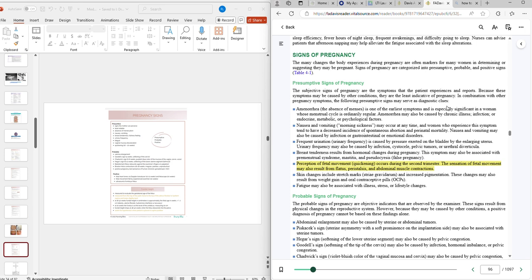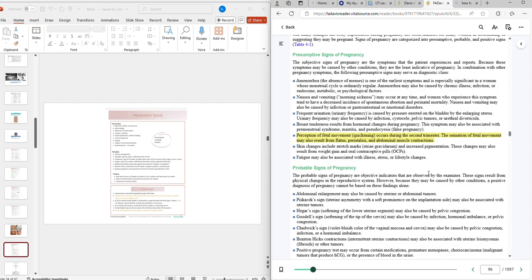Wink and lollipop. Perception of fetal movement, quickening, occurs during the second trimester. The sensation of fetal movement may also result from flatus, peristalsis, and abdominal muscle contractions. So, you cannot think that you're pregnant just because you feel a baby move inside of you. It could truly be gas or stomach cramps. So know that. This usually happens between 4 and 5 months.